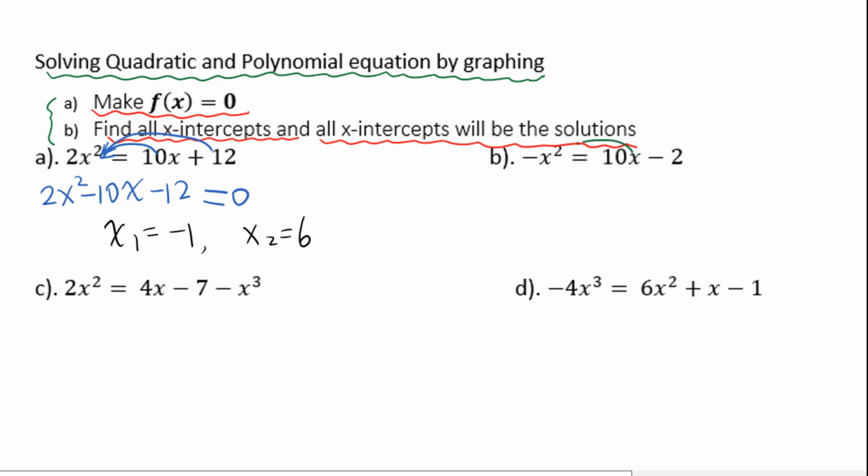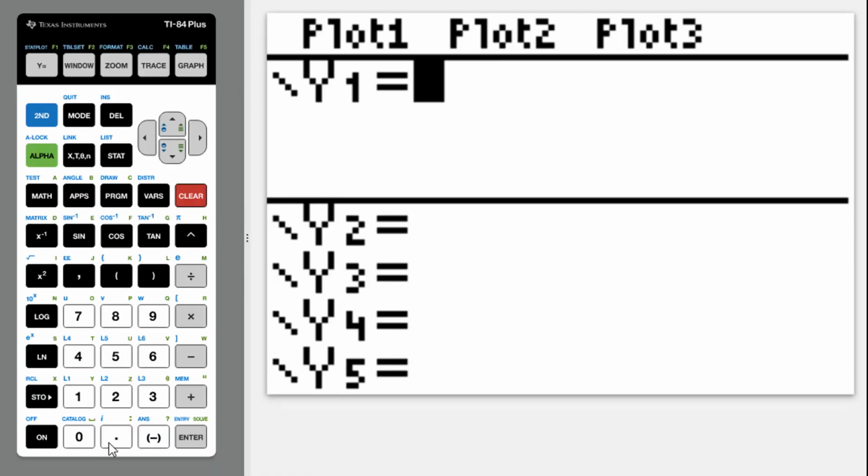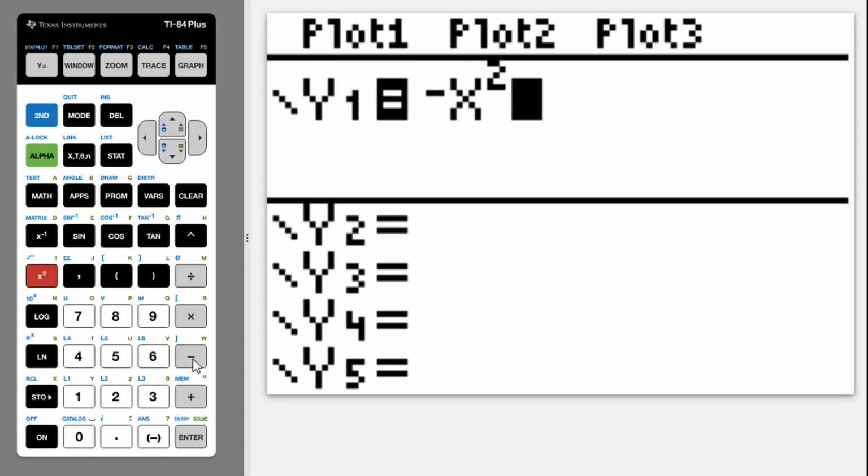Same thing, move 10x and -2 to the left side. We get -x squared minus 10x plus 2 equals 0. Go to y equals. We have -x squared minus 10x plus 2.